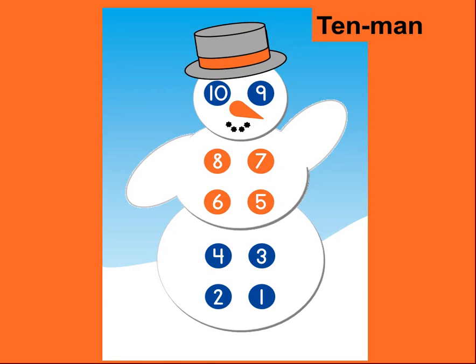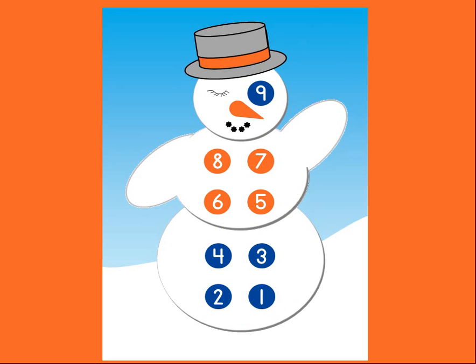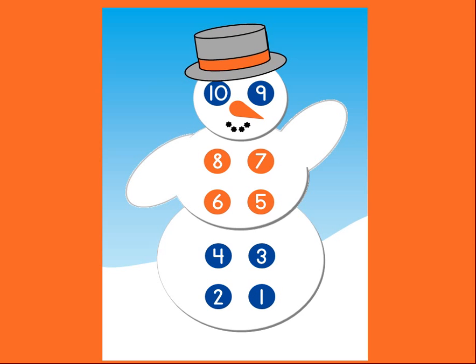He shows us that 10 is 4, 4, and 2 more. He has 4 on the bottom snowball, 4 on the middle, and 2 eyes. When he winks, he's 9. When he sleeps, he's 8.